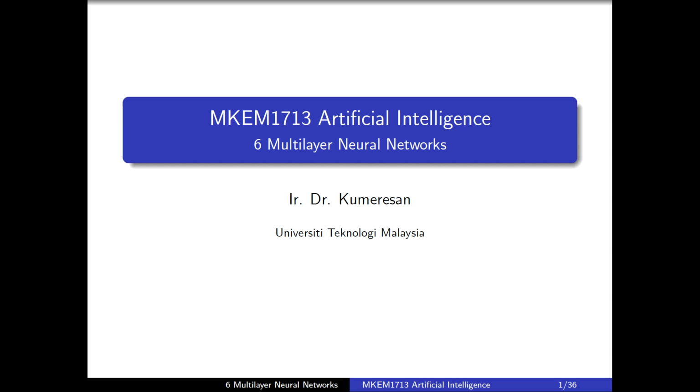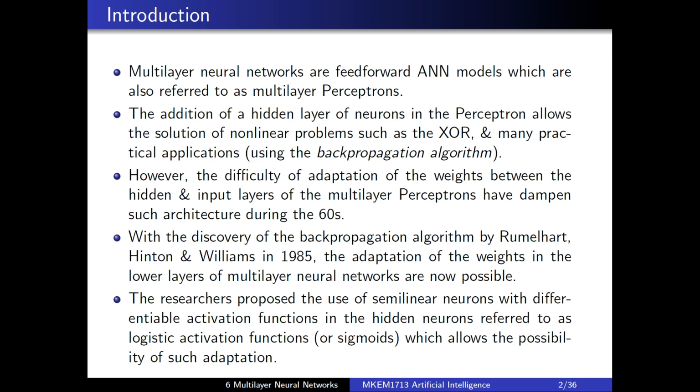Here we'll be looking at a structure called the multilayer perceptrons. Multilayer neural networks are feed-forward artificial neural network models, which are also referred to as multilayer perceptrons. The addition of a hidden layer of neurons in the perceptron allows the solution of nonlinear problems such as the XOR and many practical applications using the backpropagation algorithm.